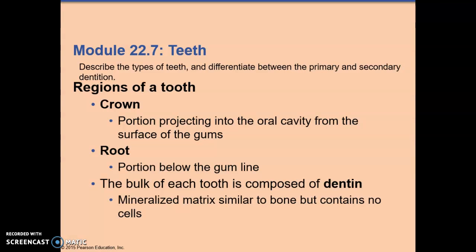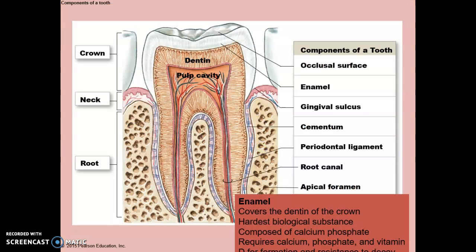The teeth: the portion of the teeth outside the gums is the crown. Below the gum is the root. Most of the tooth is dentin, and it is covered with enamel, which is very, very hard material. So you can see this enamel covering the dentin. The crown is outside the gum.